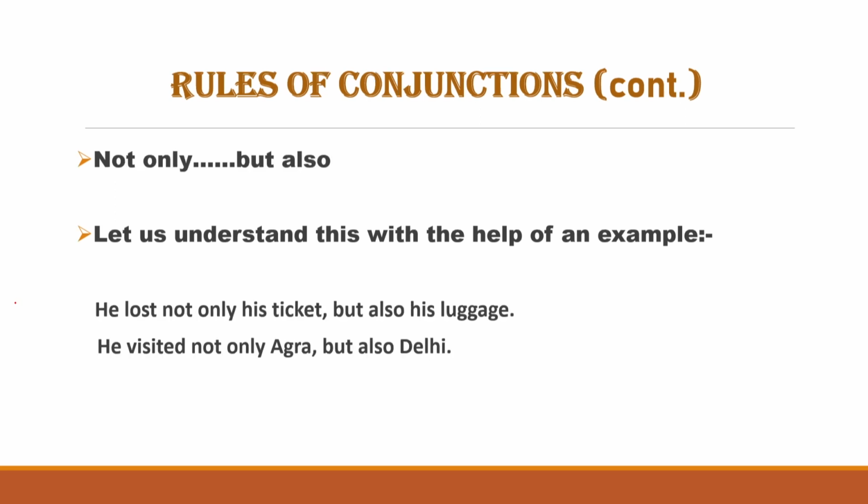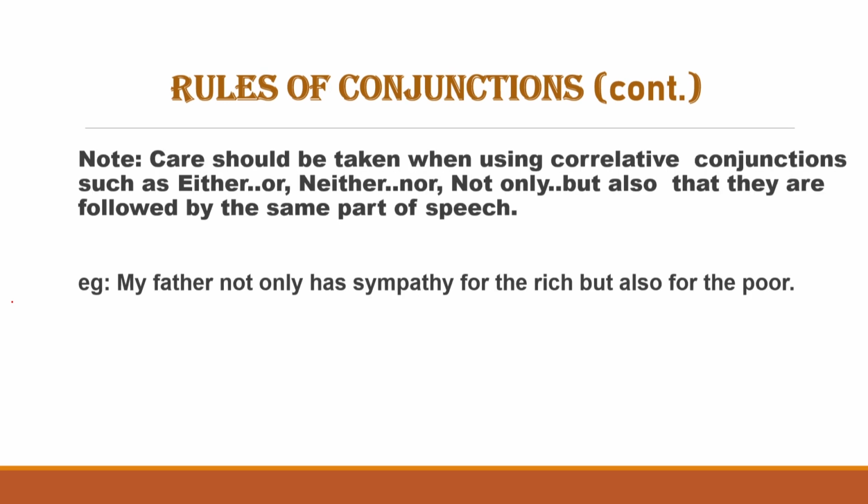Now moving on, next is not only but also. It is used when one person or thing is doing two actions or one person is having two qualities. So let us understand this with the help of an example. He lost not only his ticket but also his luggage. He visited not only Agra but also Delhi. So not only is always used in pair with but also. Now here's an important rule, keep this in mind.